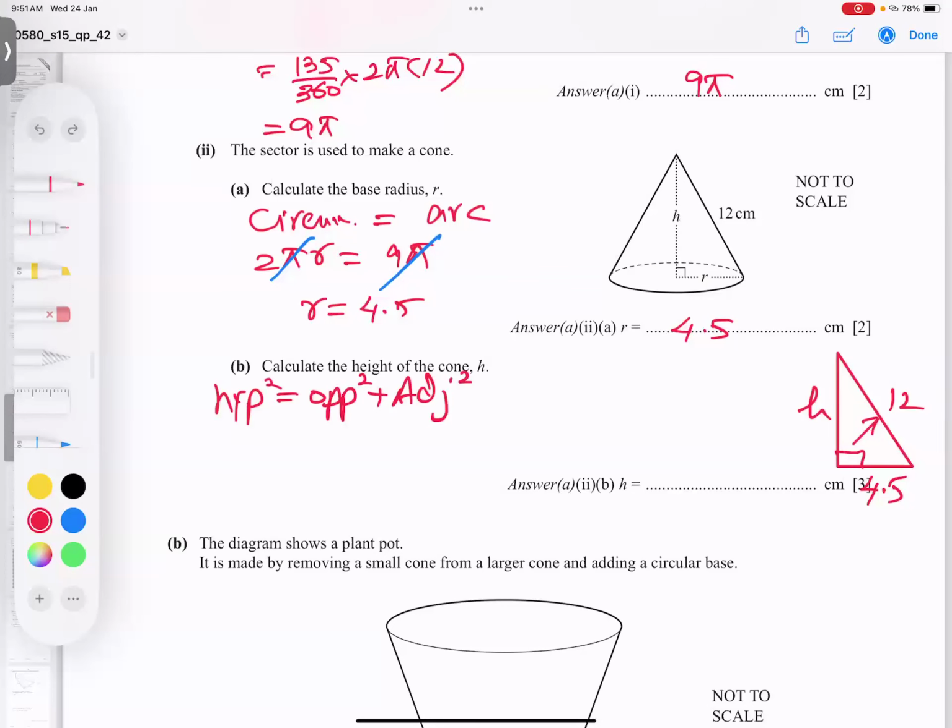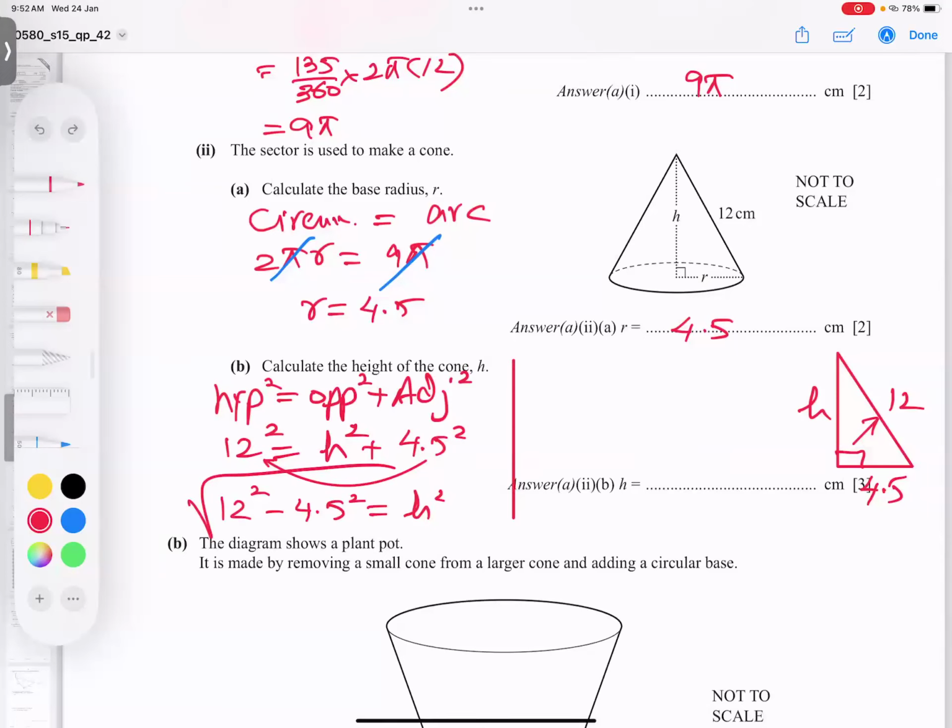12 is coming in the place of the hypotenuse. You can take any as opposite, any as adjacent, because the angle is not given. That is why I'm writing in this order. And now I will bring this to this side. It becomes 12 squared minus 4.5 squared equals h squared. If I take the root of both sides, what will happen? It will turn to this format. So root of 12 squared minus 4.5 squared.